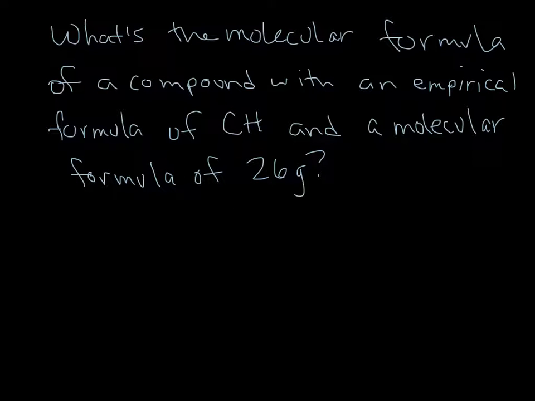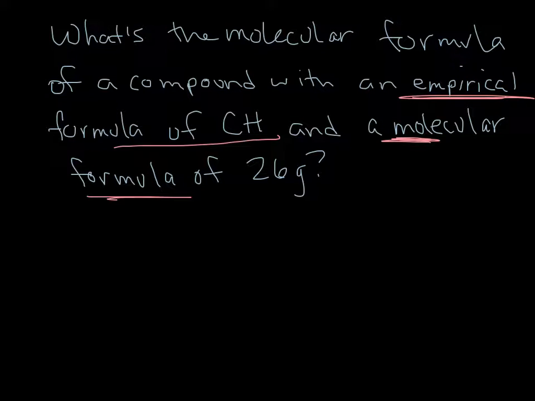Okay, so what we're going to do now is we're going to take our knowledge of empirical and molecular formulas and apply it to a question. So it says, what's the molecular formula of a compound that has an empirical formula of CH and a molecular mass of 26? So the empirical, remember, is the reduced one. The molecular is the one that's not reduced. So I usually remember, like, mommy is the bigger one. Mommy begins with MO. Molecular begins with MO. If that helps you, great. If not, don't worry about it.